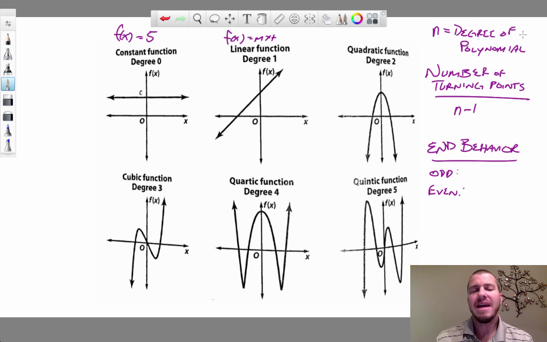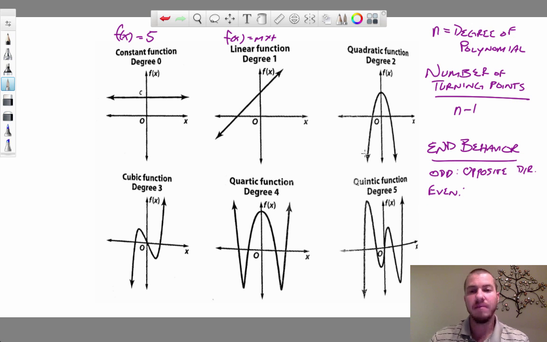And we're going to look at the end behavior of the graph. Now we're going to get more specific with this in a little bit, but I just want you to notice first, when it's an odd function, the ends of the graph are ending in opposite directions. Now I'm referring to up and down. Okay, so when it's odd, one side of the graph is going up, the other side of the graph is going down. So they're going to end in opposite directions.